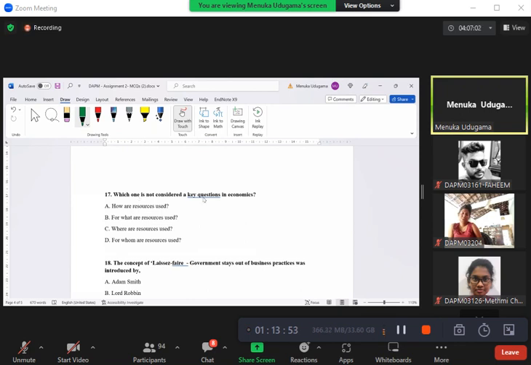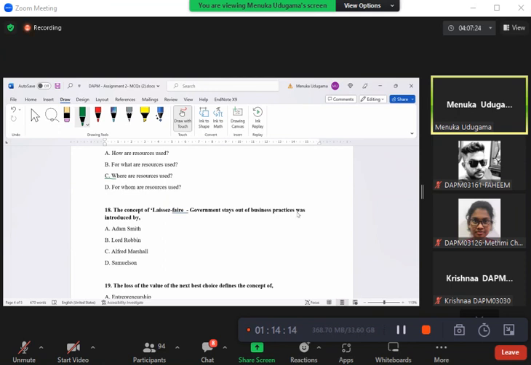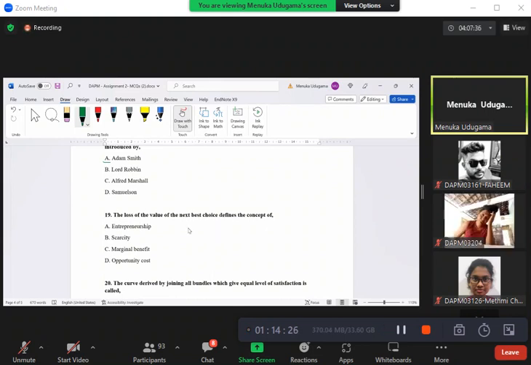Which is not considered a key question in economics? We know the key questions are what to produce, how, and for whom. So this would be the question that's not listed under the 3. The concept of laissez-faire, which means government should stay out of business, was introduced by which economist? The father of economics, Adam Smith. The loss of value of the next best choice defines a concept of what? Answers?